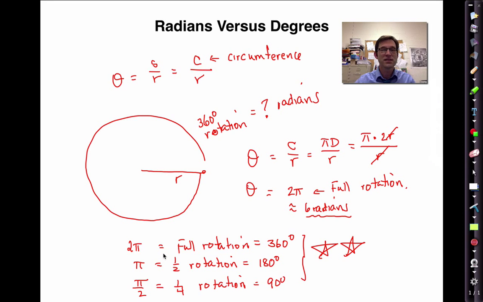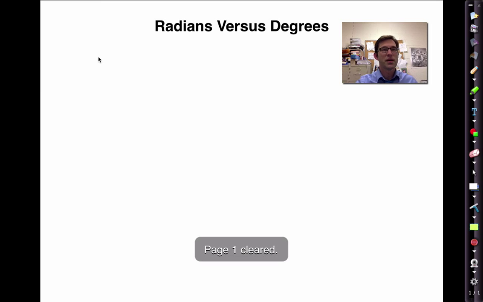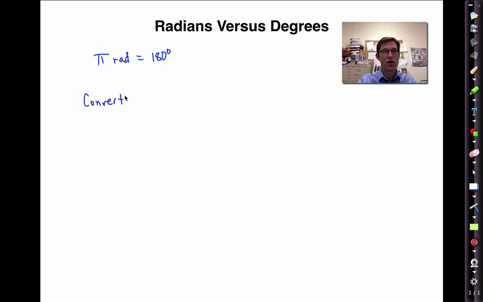Now, let's hone in on this one for a second, because often this one is used to convert back and forth between radians and degrees. Pi radians equals 180 degrees. Let's say I asked you to convert 32 degrees into radians. This is simply what I would call a unit conversion problem. Well, I would do 32 degrees, and I'd multiply by pi radians divided by 180 degrees.